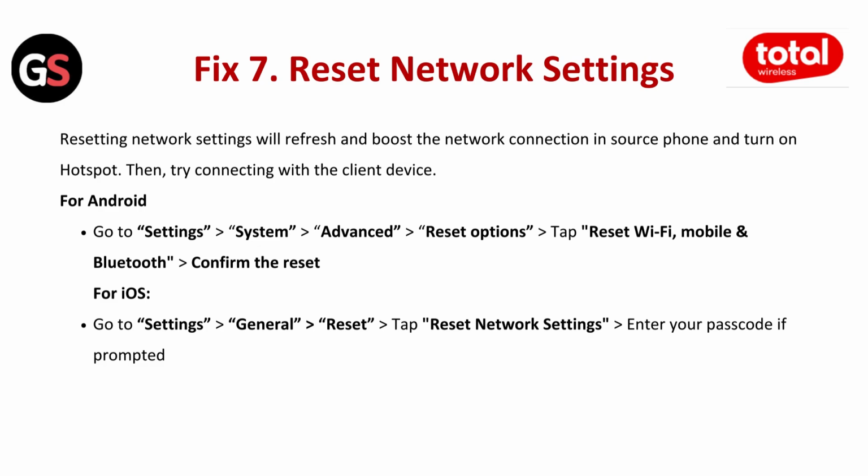Fix 7: reset network settings. Resetting network settings will refresh and boost the network connection on the source phone and turn on the hotspot. Then try connecting with the client device.